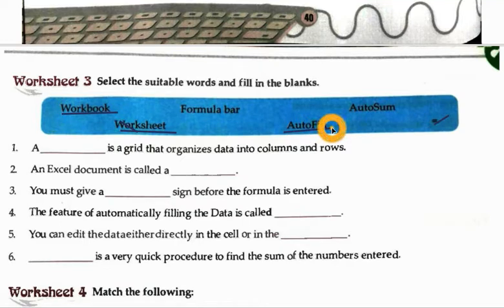You can edit the data either directly in the cell or in the formula bar. We can edit the data either in the cell or in the formula bar. A dash is a very quick procedure to find the sum of the numbers entered. The last answer is AutoSum. With AutoSum, we have a quick procedure to find the sum of the numbers entered.